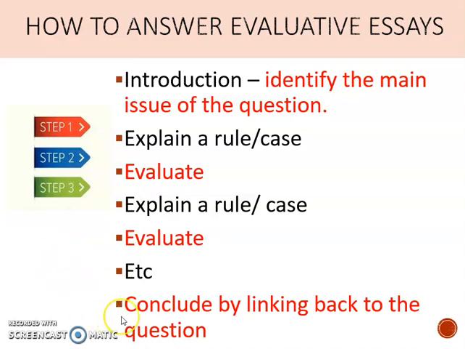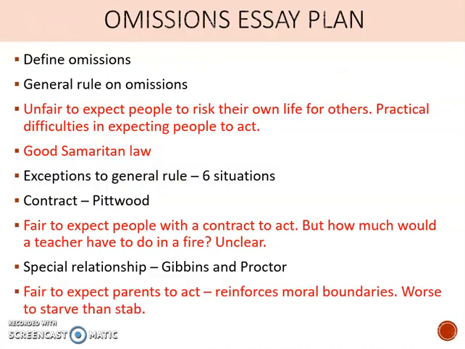And you want to conclude by linking back to your question. And as it's the first time we've had a go at an evaluation essay, I thought I'd just go through a plan, and this is very bullet pointing, just to give you the idea. So if I was doing this essay, I would define emissions first of all. So an emission is a failure to act. The general rule is we don't expect people to act, and they're black because that's my AO1.